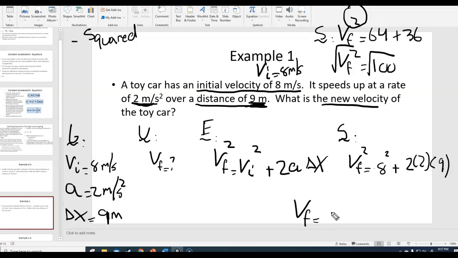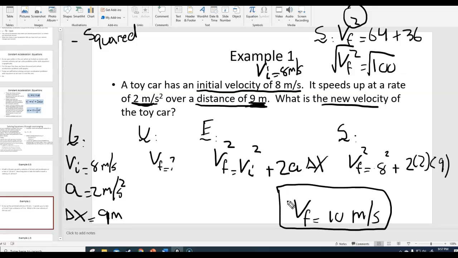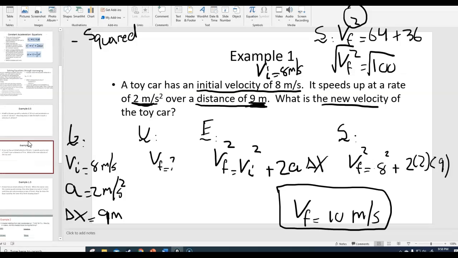And the square root of 100 is 10. Okay, so my final velocity is 10 meters per second. Okay, and that is example 1. Okay, so you've now seen 2 pretty straightforward examples solving problems with constant acceleration equations.